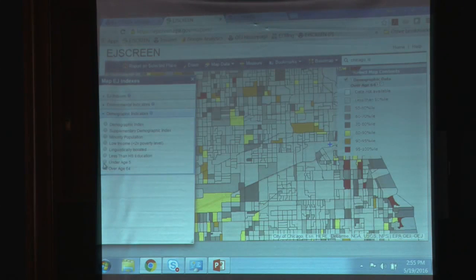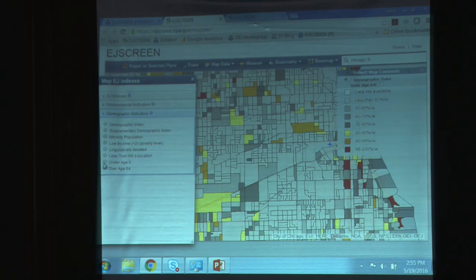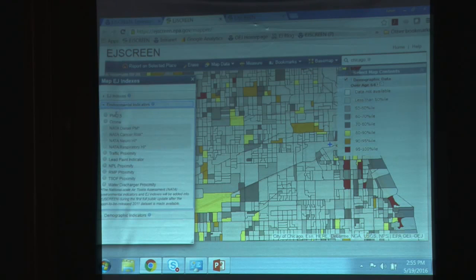And again, understanding susceptibility, we know that children under the age of 5 and adults over the age of 64 tend to have a higher susceptibility to air pollution and other types of contaminants. And so if we're looking at things like coal-fired power plants, this can also be very useful data. We also have this for all of our environmental indicators as well.